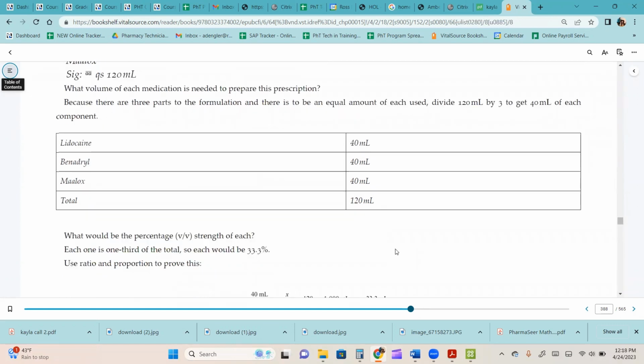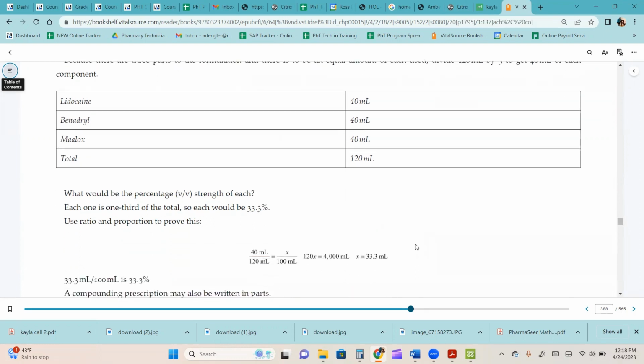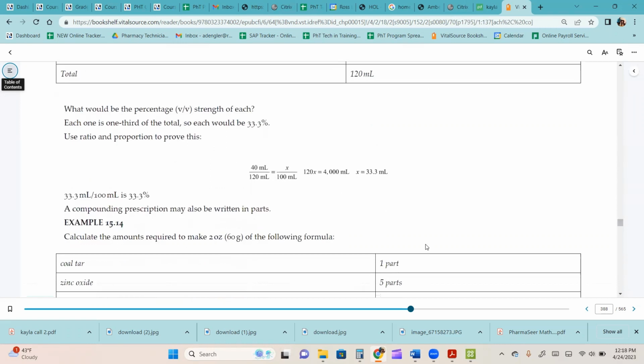So what would be the percentage of volume strength of each? Each one is 1/3 of the total. So each would be 33.33%. So you could use ratio and proportion to prove this. So you would do 40 ml over 120 ml like they have here. And then on the other side would be X over 100 ml. So this is kind of just like some of the problems we just did. And then we have 120x equals 4,000 ml. And if you do all the steps, you'll get 33.3 ml. So 33.3 ml over 100 ml is 33.3%.